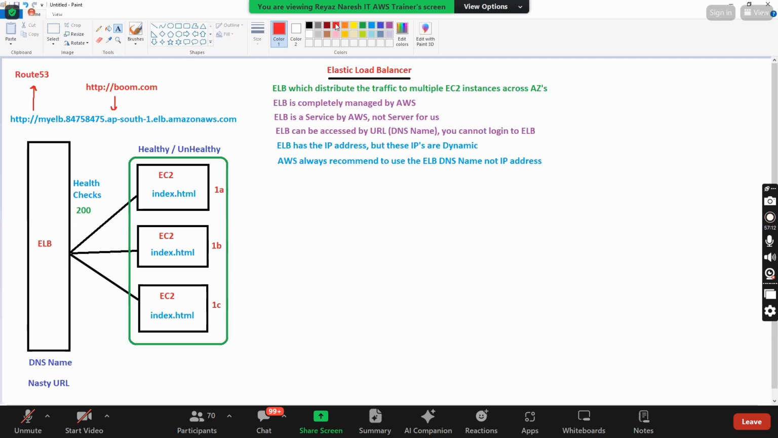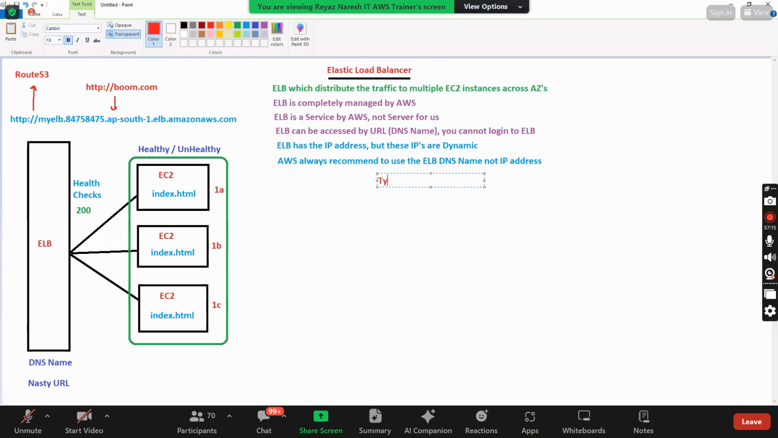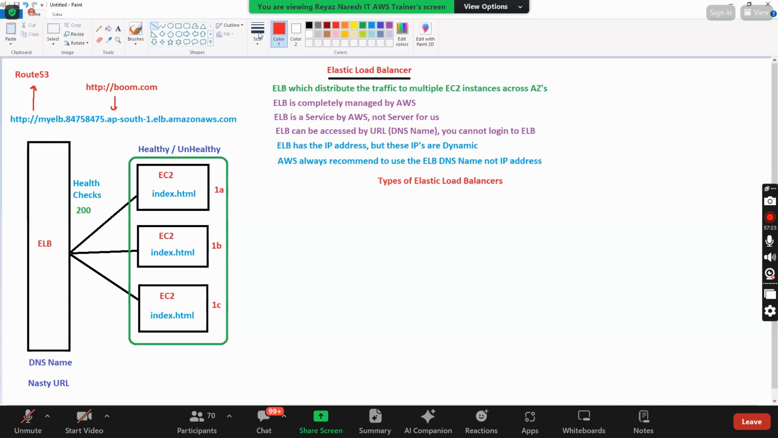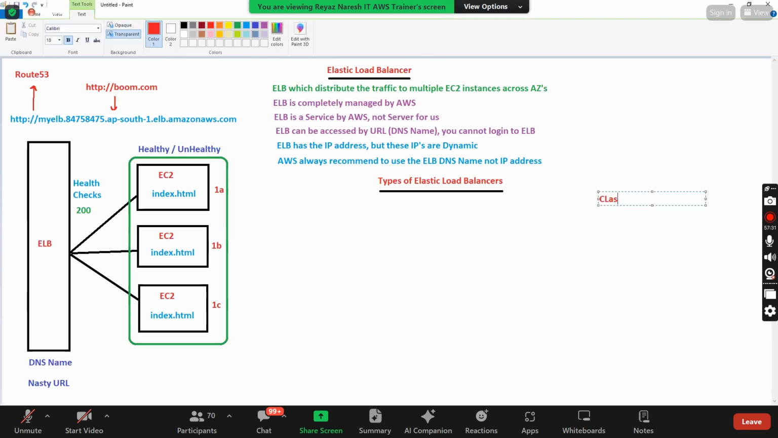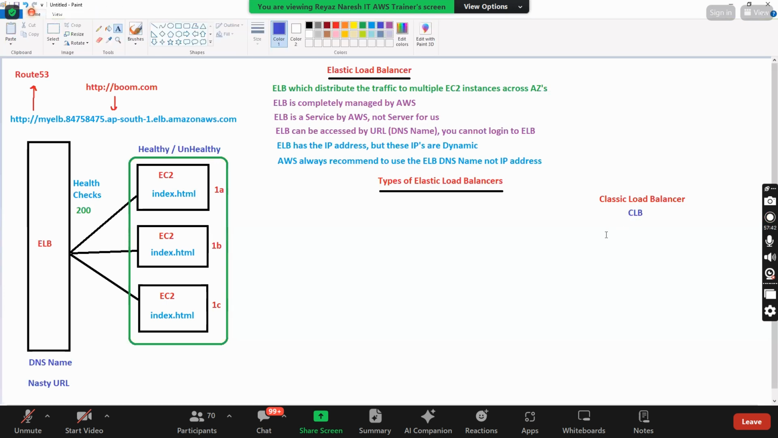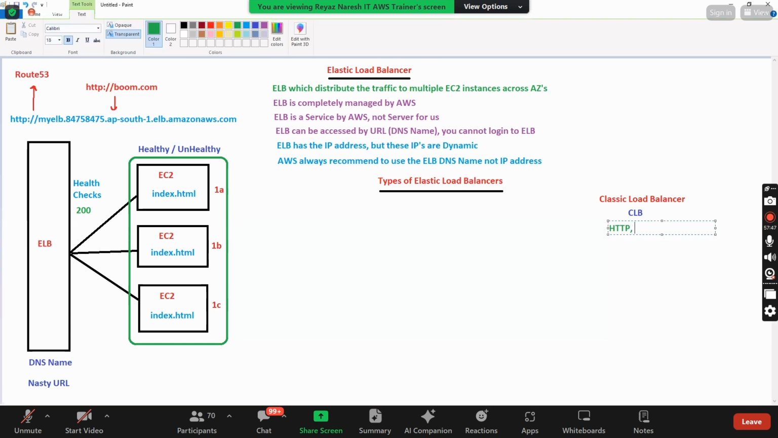Now, very importantly, there are different types of load balancer. Types of elastic load balancers. Initially, in the starting days, AWS had only one load balancer, which is called the classic load balancer. In short, you call it CLB. What is that? This CLB works on, obviously, HTTP, HTTPS, and TCP protocols.